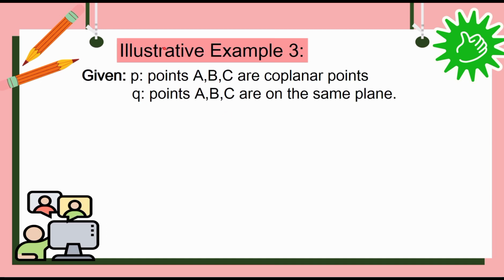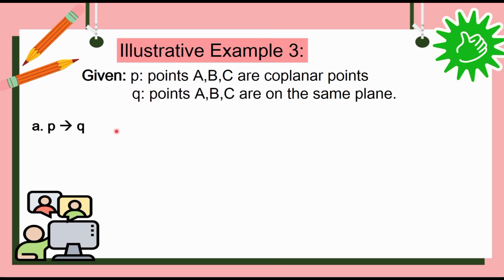Okay, for our example number 3, the given, for our P, which is our hypothesis, is points A, B, C are coplanar points. Our Q, which is our conclusion, is points A, B, C are on the same plane. Let us write the following symbol in words. For letter A, P implies Q. That is our conditional statement.